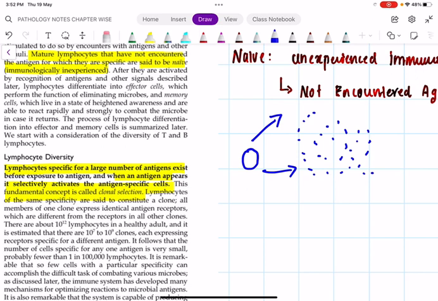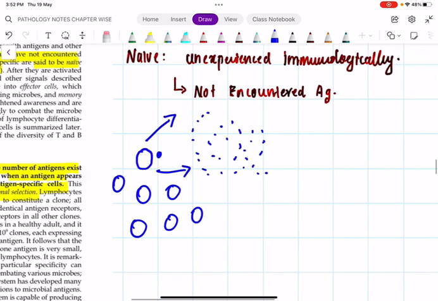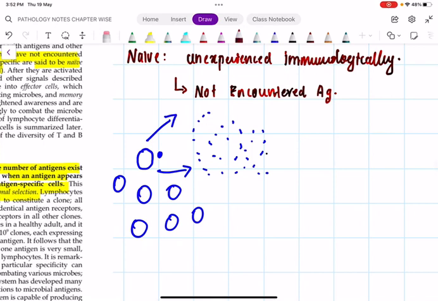Okay, we have a lot of lymphocytes and a lot of antigen. But once an antigen comes to bind with a lymphocyte, each lymphocyte will bind only with a specific antigen. Let me make it more clear. We have A antigen, B antigen, C antigen, D antigen. Initially, each of these lymphocytes can bind to any of the antigens. Fine? Yes, they are immature.